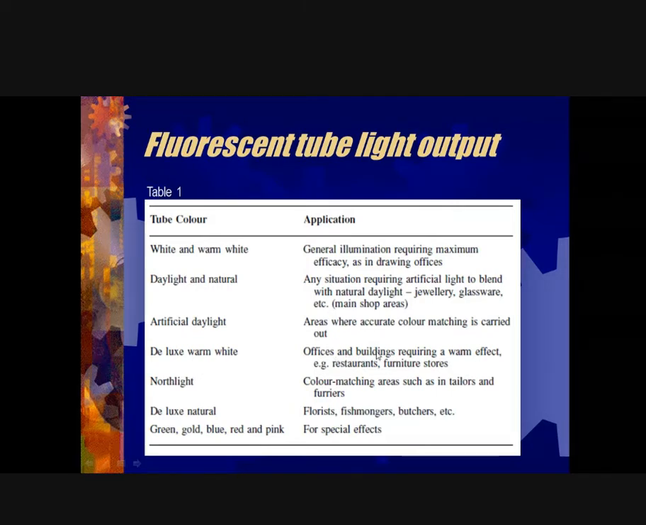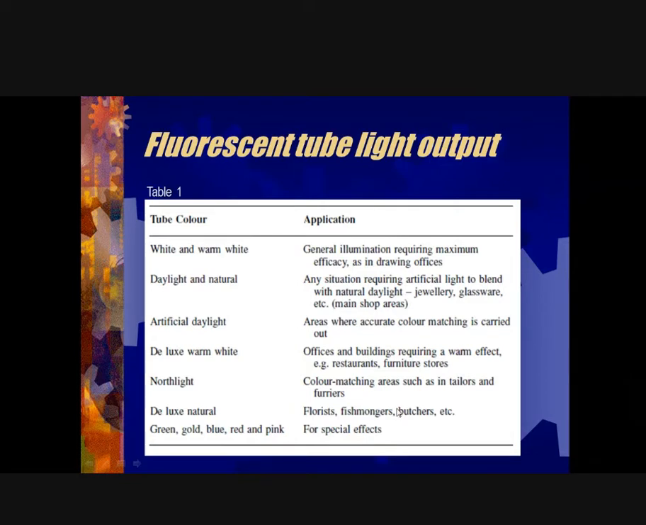We use these in offices and buildings, like, for instance, restaurants and furniture stores. They want the furniture to look shiny when you go into the store, so the craftsman's work looks nice. So they use these types of lights. Then I have north light. We can use them for tailors and furriers. We have deluxe natural light. They use them for florist shops, flower shops, butchers and so forth. It makes the meat look rich and redder. You go to the shop and say, boy, that beef looks nice.